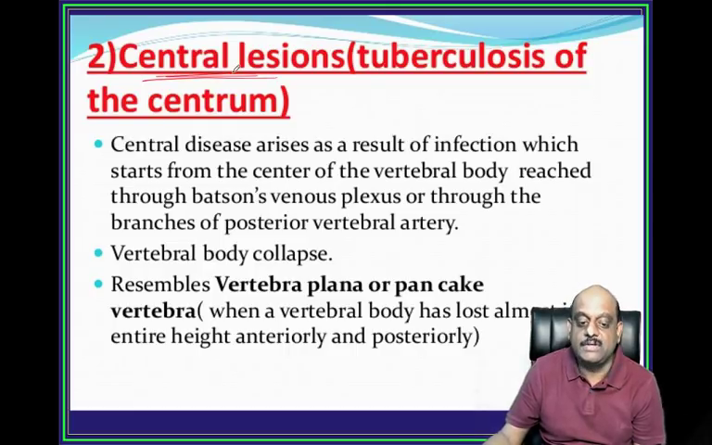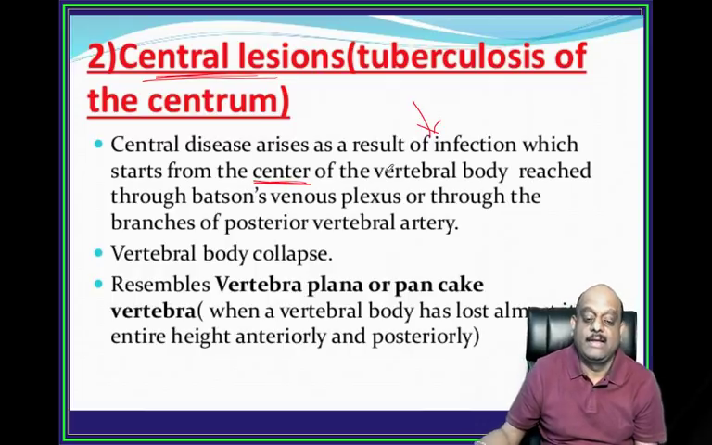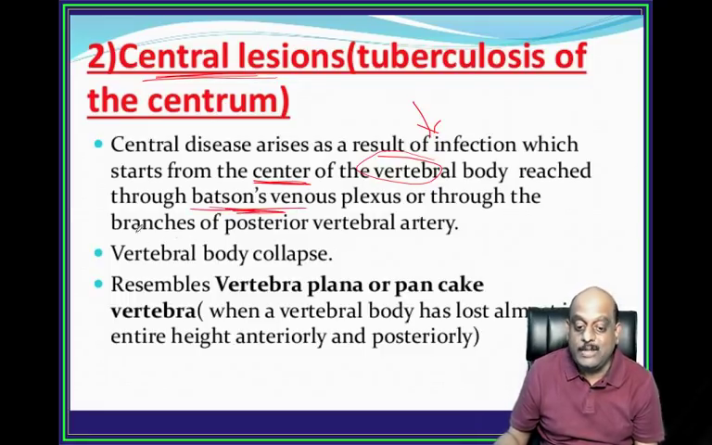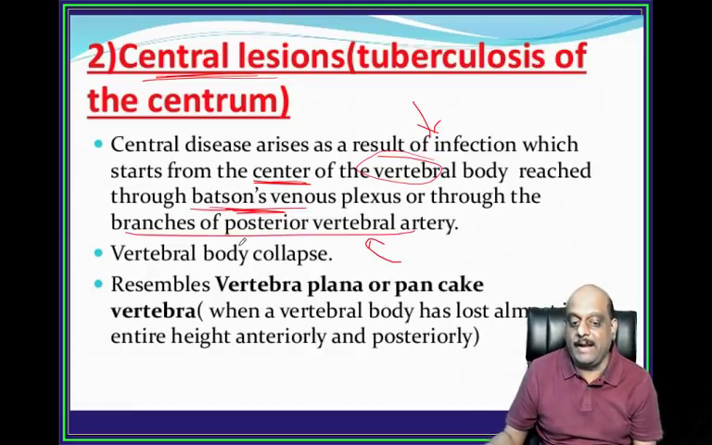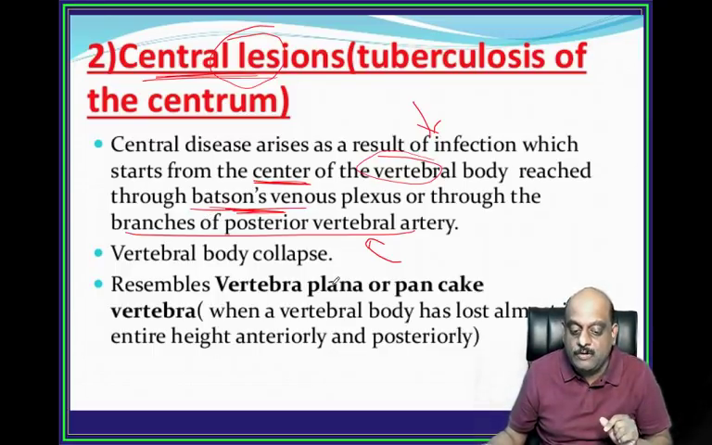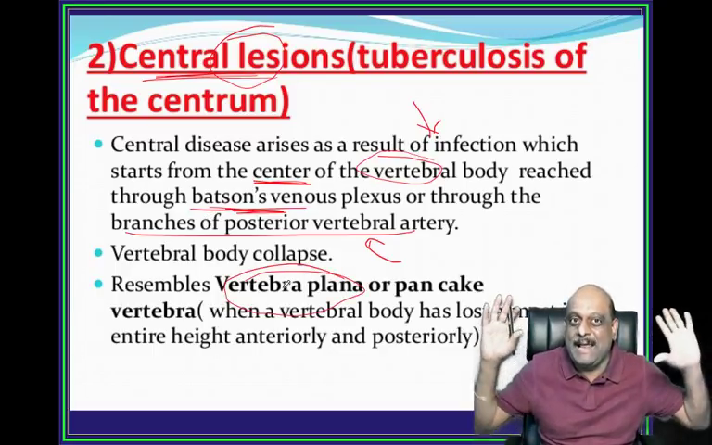Central lesions. Typically, it is due to the infection spreading through the venous Batson's plexus in the center of the vertebral body, or through the branches of the posterior vertebral artery, you can get central lesions. That will lead to the vertebral body collapsing. Collapse of the vertebral body is called vertebra plana.